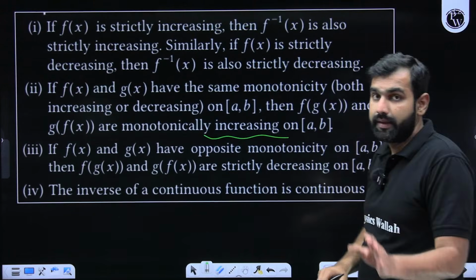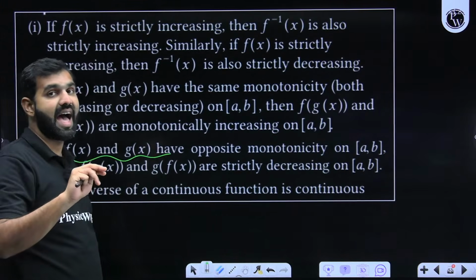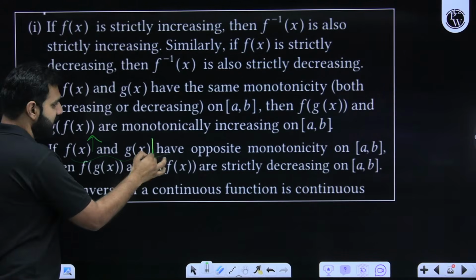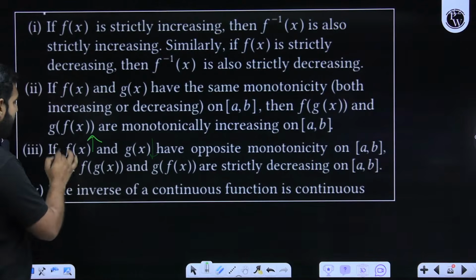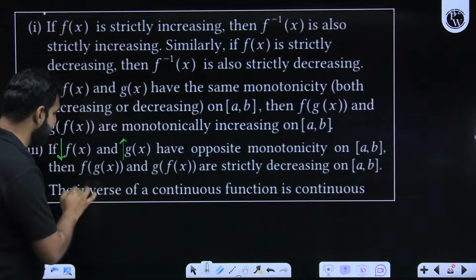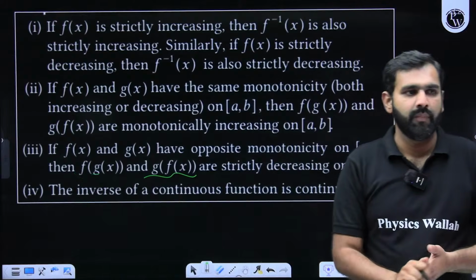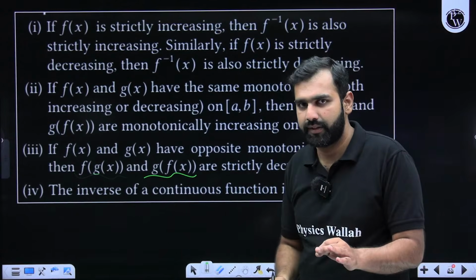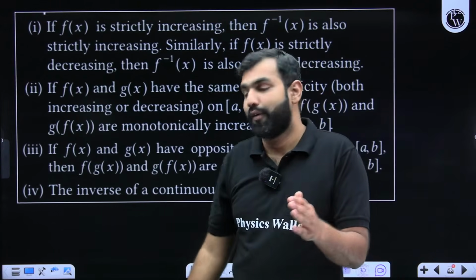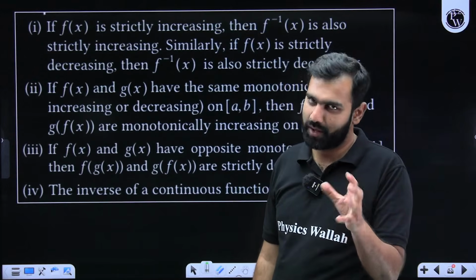Here, one catches this, that if f x and g x are having opposite monotonicity, which means if f x is increasing but g x is decreasing, or vice versa, if f x is decreasing and g x is increasing, in that case, the composition, that is f of g of x and g of f of x, are strictly decreasing. Are you understanding my language very clearly? So it's same, both plus, both minus, then it is plus. If one is plus and one is minus, then it is minus. That is how you can remember these. I hope you're getting my language very clearly.